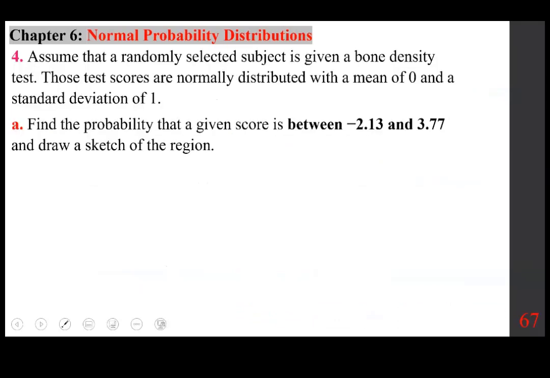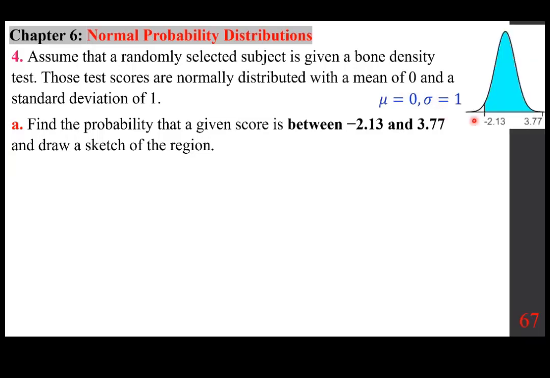Assume that a randomly selected subject is given a bone density test. Those test scores are normally distributed with a mean of 0 and a standard deviation of 1. Part A, find the probability that a given score is between negative 2.13 and 3.77 and draw a sketch of the region. Perfect. So what is given? Mu is 0, sigma is 1. When we do the drawing, we are interested in finding the probability of the z-score between the two numbers, negative 2.13 and positive 3.77.